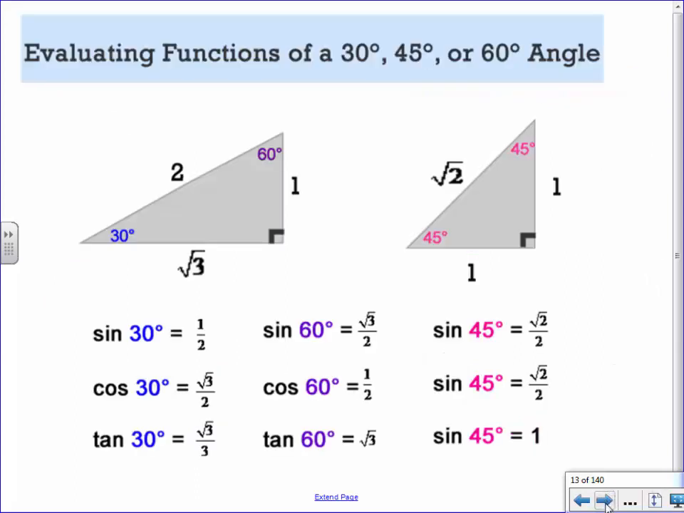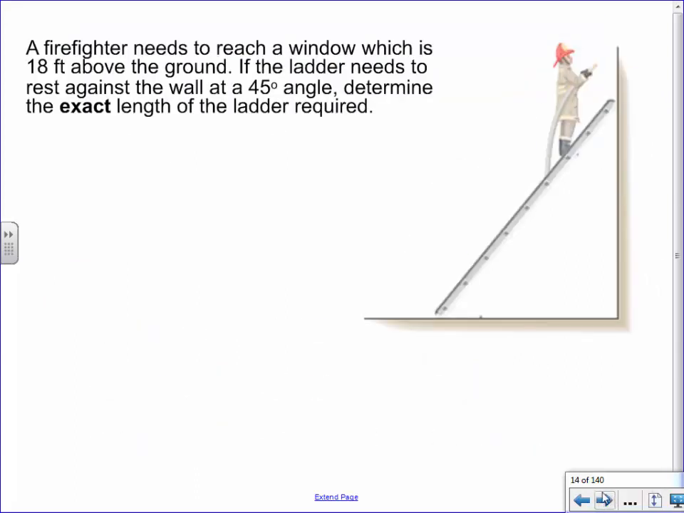This slide right here basically summarizes the same sort of thing. So why don't I try another example here just to make sure you guys are... Because I don't think one example is enough. That's why I have two. So here's a scenario. You got a firefighter. He is going to put a ladder up against the wall. And I'm going to tell you that the window is 18 feet high. So that means that from here to here is 18 feet. I'm also going to tell you that in order to do this safely, he's going to make this a 45-degree angle right here. My question for you is, what is the exact length of ladder he needs?